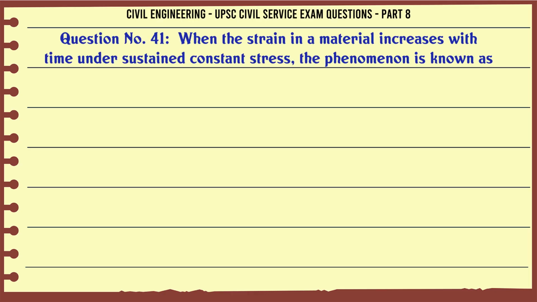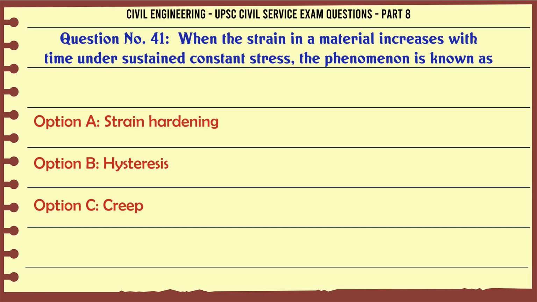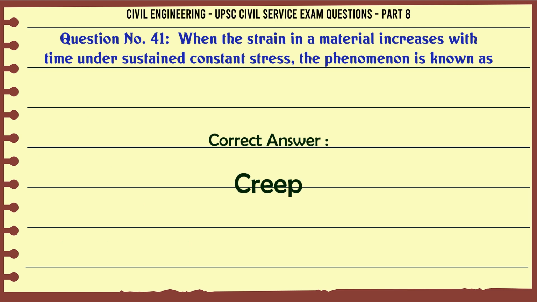When the strain in a material increases with time under sustained constant stress, the phenomenon is known as A. strain hardening. B. hysteresis. C. creep. D. viscoelasticity. The correct answer is creep.